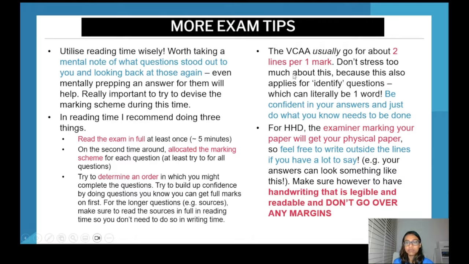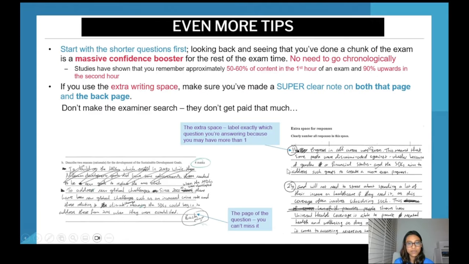Then some marks, lines per mark here. Physical paper: write outside of the lines, but don't go over the margins. This is a handy guide of how you should use the extra space. On the actual question page, and then when you get to the back, you need to note it down. Say that it continues on the back page from the end of the question on the relevant page. Then go to the extra page and label what the question number was. Yeah, start with the shorter questions first is what that says.